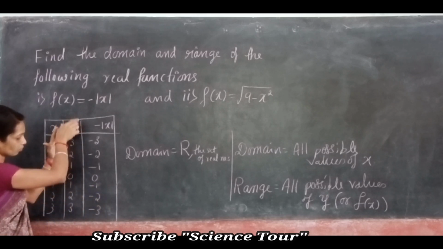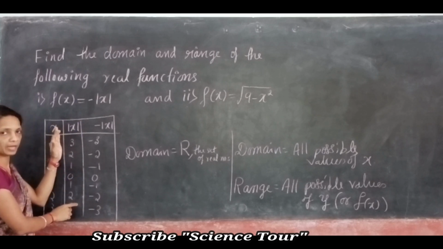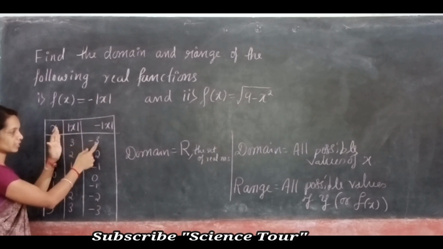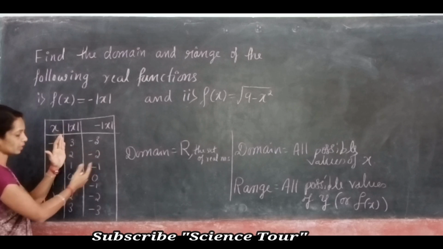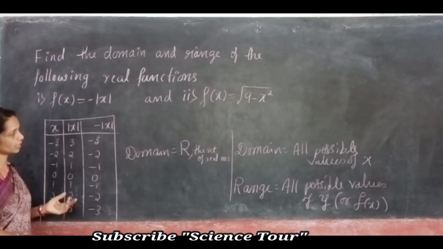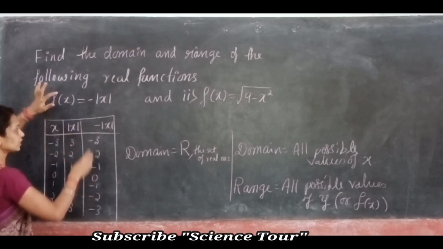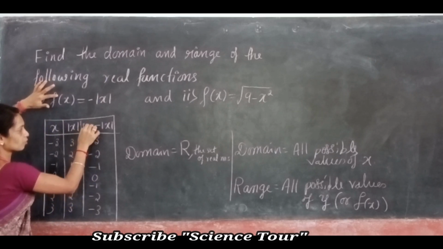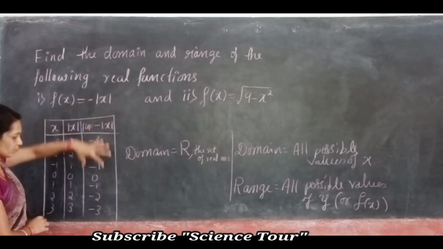What we have done here: for the mod x column, we multiplied by minus 1. Minus 1 into 3 is minus 3, minus 1 into 2 is minus 2, and like that for the other values. So that is minus mod x. What is that? Minus mod x is f of x. So now observe this f of x column.